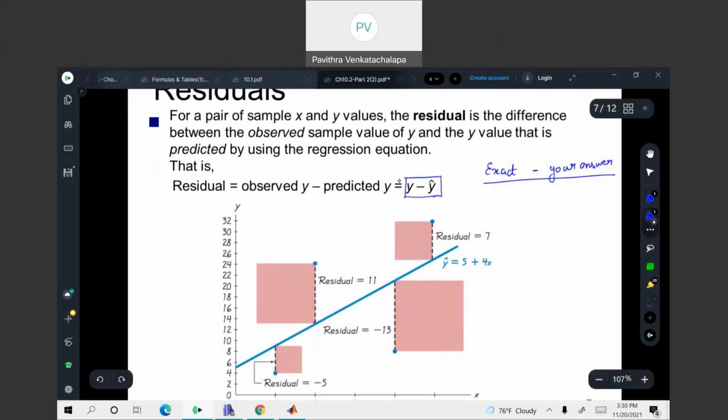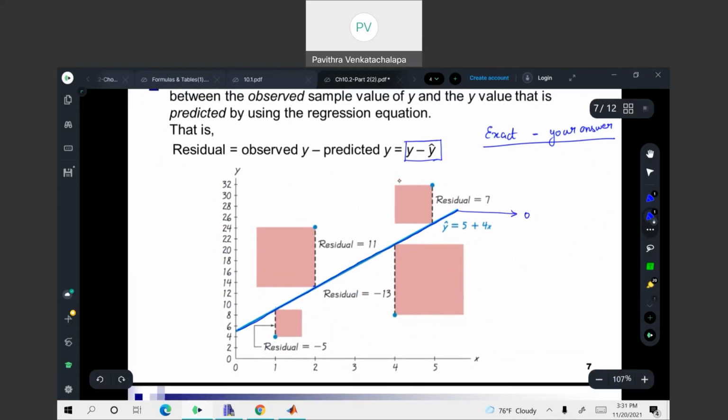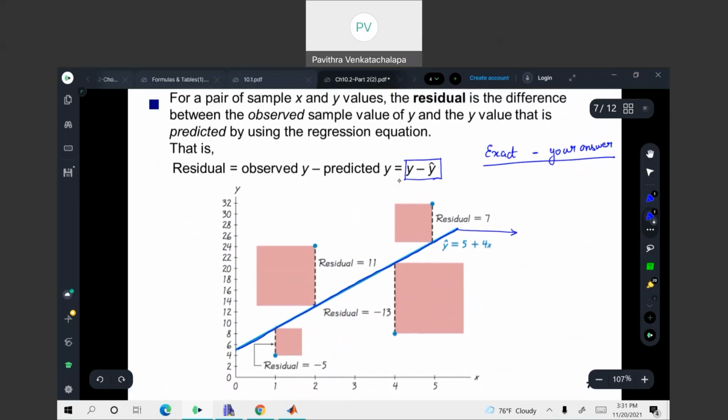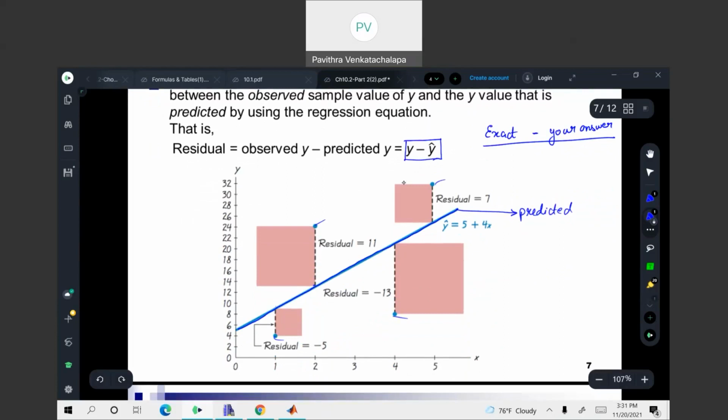Okay. So let's see with an example. Now this is your graph, and now this line is your regression line. You all know that, right? Now this is nothing but your observed data. These data points which you see here are the observed data points. Okay. Now you also have the regression equation.